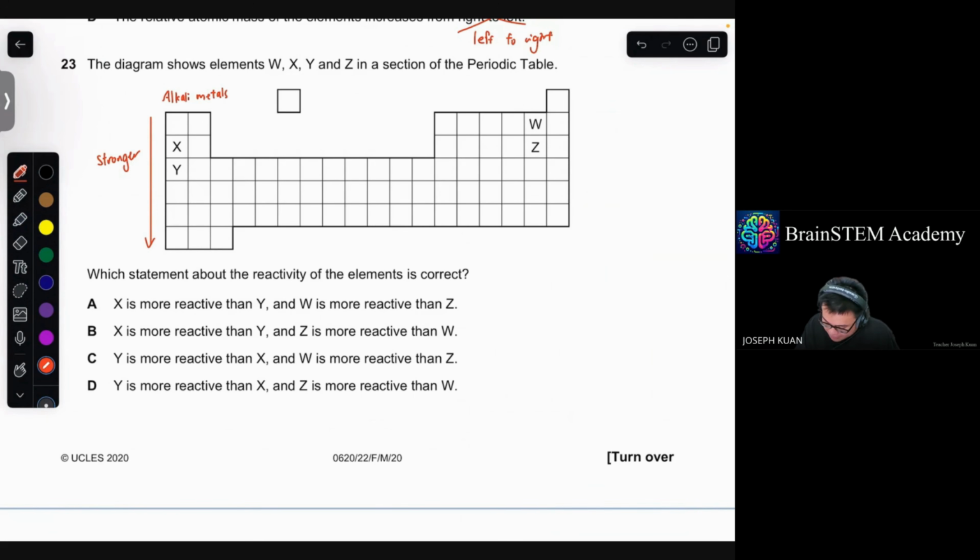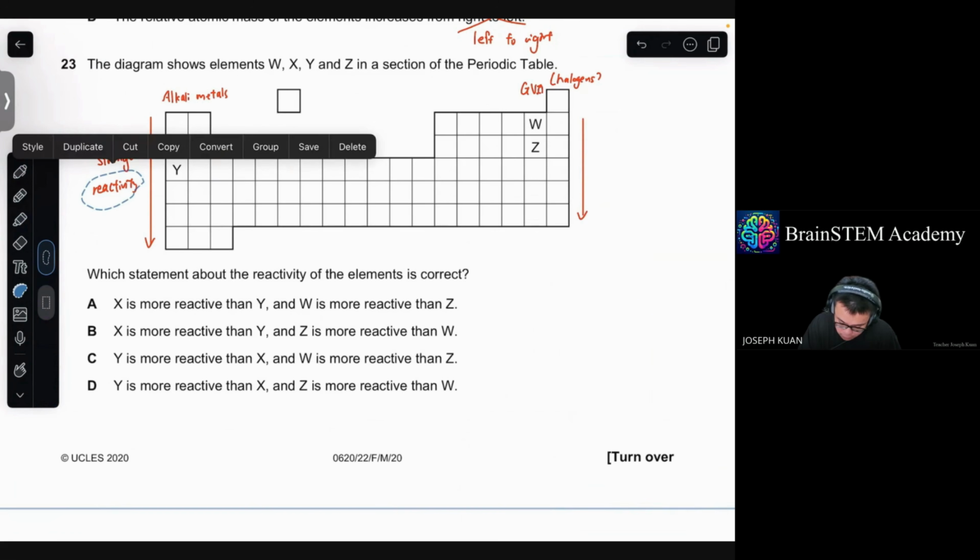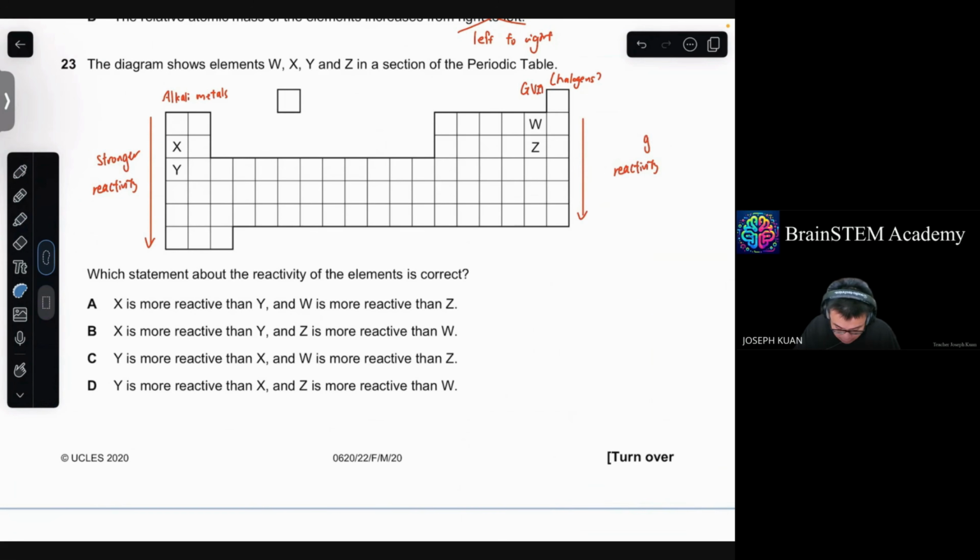Okay, and then for group 7, which are halogens, going down the group, the reactivity actually decreases. Okay, so wait, give me a second to write down the notes here. So this one is weaker reactivity. Weaker reactivity. So which statement about the reactivity of the elements is correct? We can see that Y is more reactive than X and W is more reactive than Z. So answer is C.